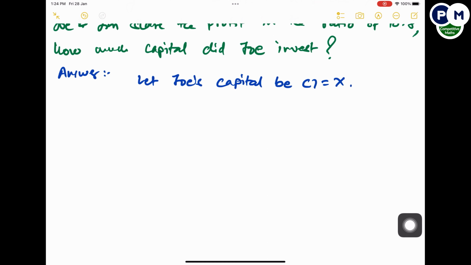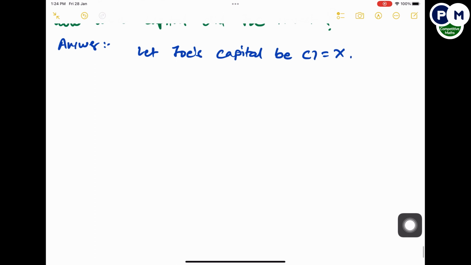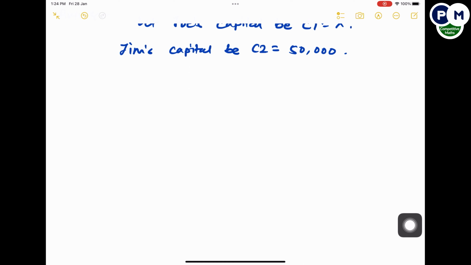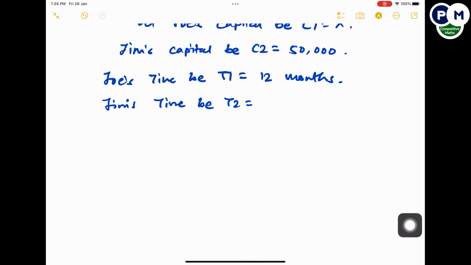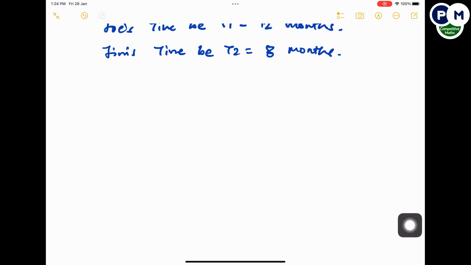Here is an answer with explanation. Let Jim's capital be C1 equals X, Joe's capital be C2 equals 50,000. Jim's time be T1 equals 12 months. Joe's time be T2 equals 8 months. Joe's profit to Jim's profit equals 10 to 8. Apply formula. Profit of Joe by profit of Jim equals C1 multiplied by T1 by C2 multiplied by T2. X equals $41,666.7.